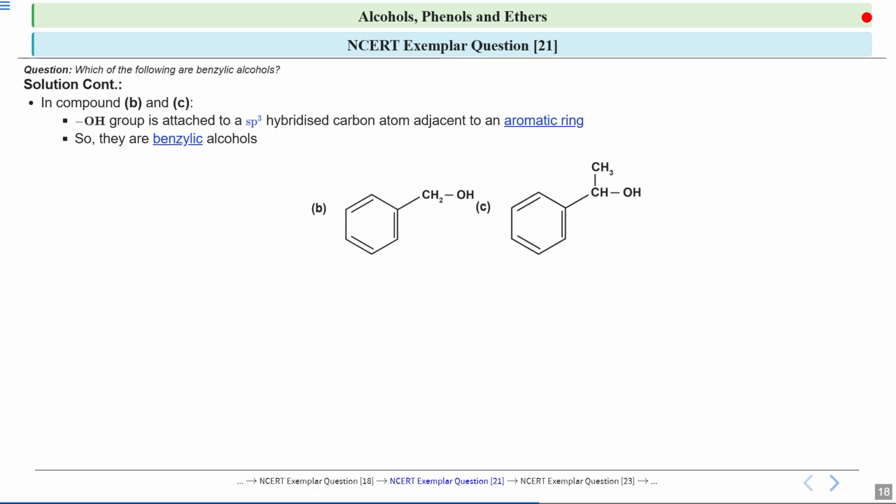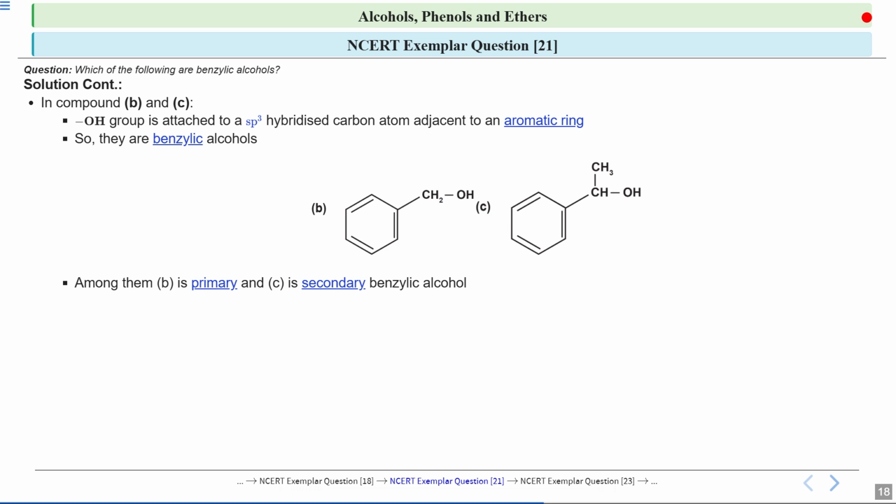See, this carbon is attached to this benzene ring. So this is adjacent to this aromatic ring. Similarly, if you see over here, this carbon is an sp3 hybridized carbon, and this carbon is adjacent to this benzene ring. That is why your B and C are benzylic alcohols. So you need to remember that benzylic alcohols are those alcohols where the carbon to which your OH group is attached should be an sp3 hybridized carbon, and it should be adjacent to an aromatic ring. So that is why your B and C options are correct.